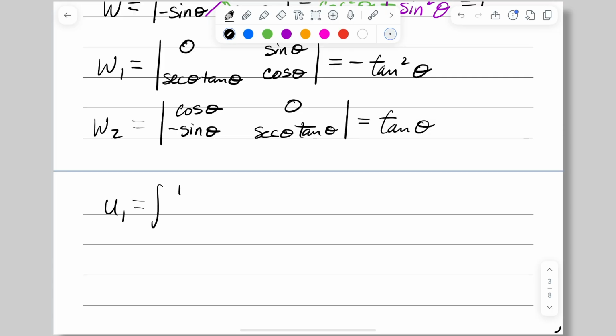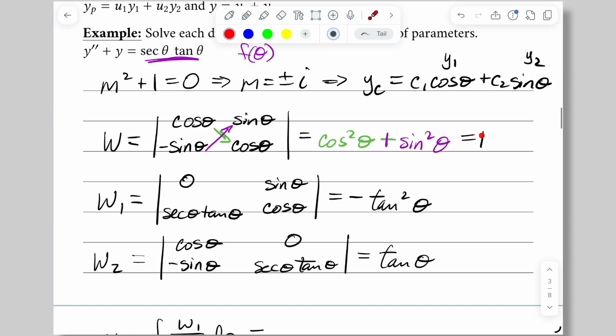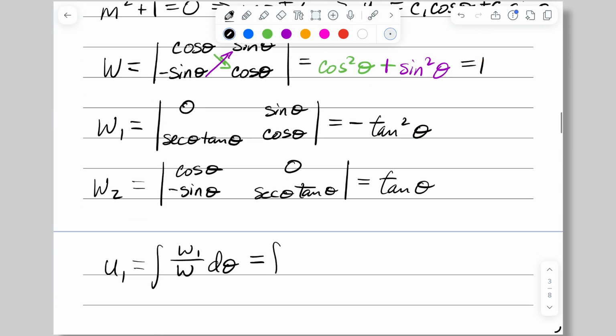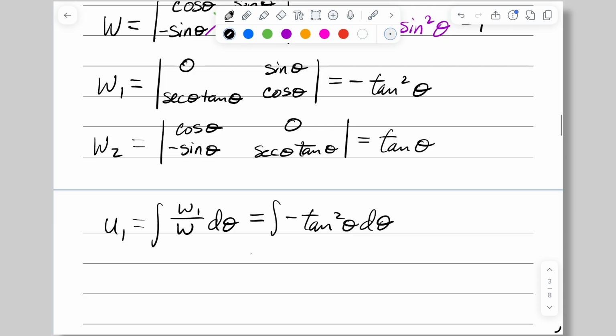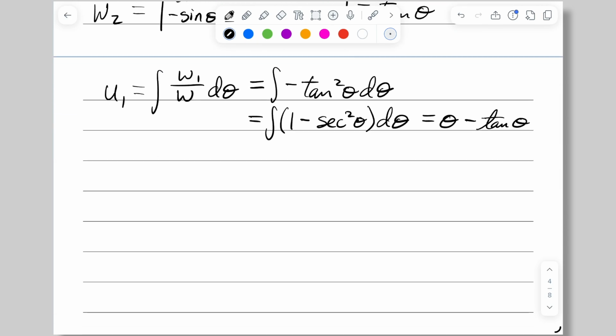u1 is equal to the integral of W1 over W with respect to, in this case, theta. W is 1, and W1 is the negative tangent squared of theta. Now you may remember we don't directly integrate the tangent squared of theta. We use a Pythagorean identity if you need to review it. And negative tangent squared of theta can be replaced by 1 minus the secant squared of theta. We're integrating that with respect to theta. We're going to have theta minus the tangent of theta. You may wonder about the constant of integration. You'll see in a bit why we don't need to write that down.